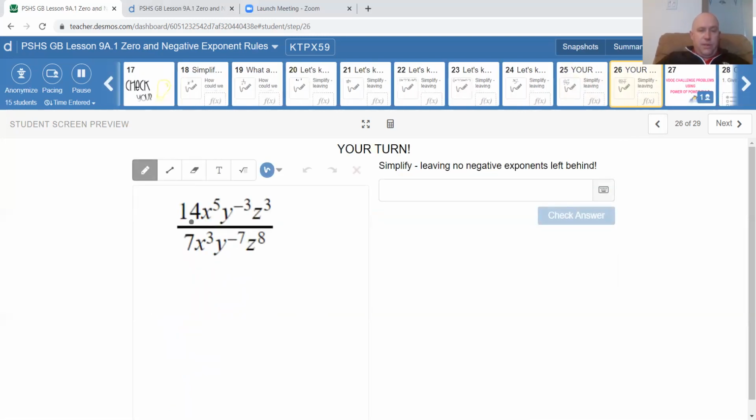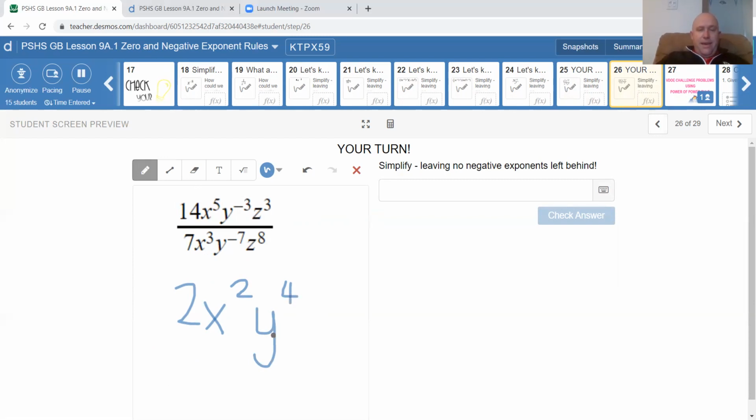Bit of everything on this question, numbers and 3 letters. 14 divided by 7 is 2. X to the 5 divided by x to the 3 is going to be x to the 2 because we're subtracting exponents. -3 take away -7. Please use your calculator for these. A lot of people were guessing, saying things like -10, +10. It's actually +4 for this question, so just be careful.